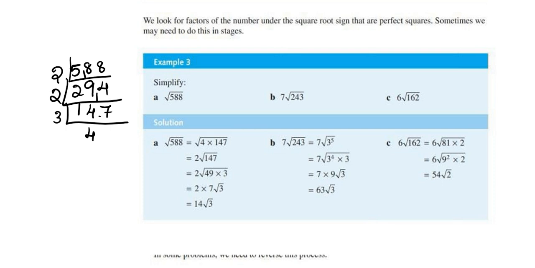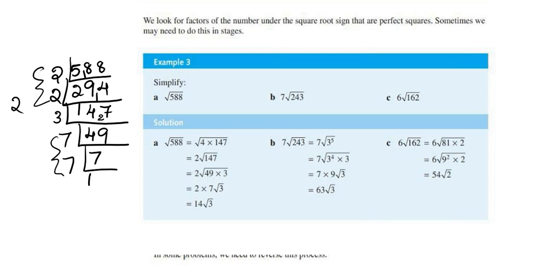And 49 is a multiple of 7. So 7, 7, 1. Finally, from these two 2s take one 2, and from these two 7s take one 7. So inside the root you will get only 3, since 3 is not in a pair. So the answer will be 2 into 7, which is 14. So the final answer is 14 root 3. That is, square root of 588 is equal to 14 root 3.